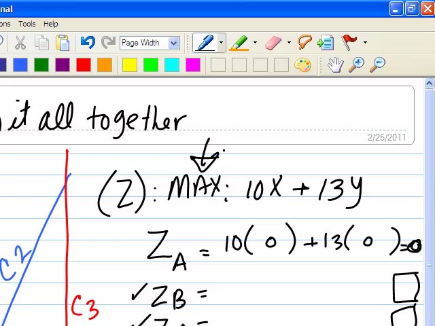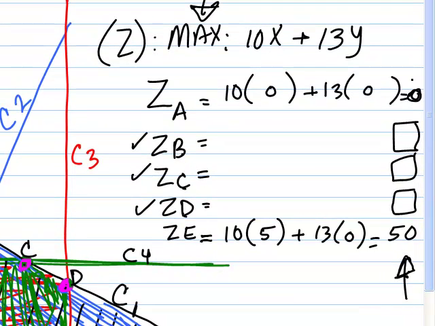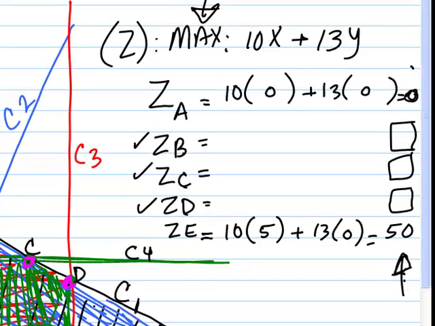If we were minimizing, then of course among these values right here, we would have to pick the lowest value, and the corner point associated with that would be the optimal solution. So depending on whether you're maximizing or minimizing, your optimal solution will change.